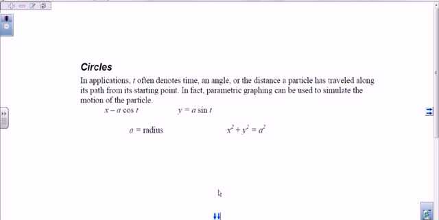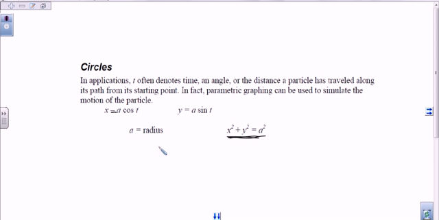Let's take a look at circles first. The basic equation for a circle centered at the origin is x squared plus y squared equals a squared, where a represents your radius. Just remember to convert back and forth from parametric using radians like this: your x value is your radius times cosine and your y value is your radius times sine, which basically just gives you the distance it is in terms of y and in terms of x from the origin.